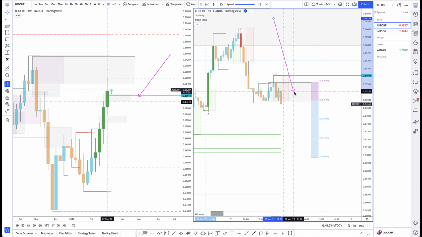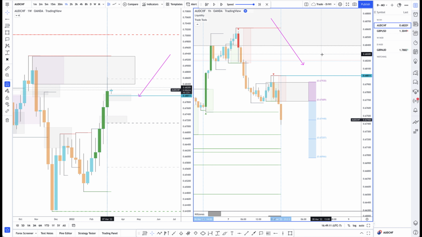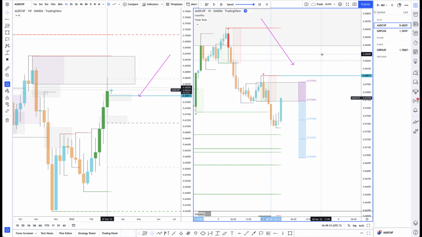So I set up my entry here, stop loss here, and my plan was to basically take 50% off at 1 hour and then keep trailing down. Obviously that didn't play out as expected. This was a break-even trade. So no entry yet. I was still waiting.